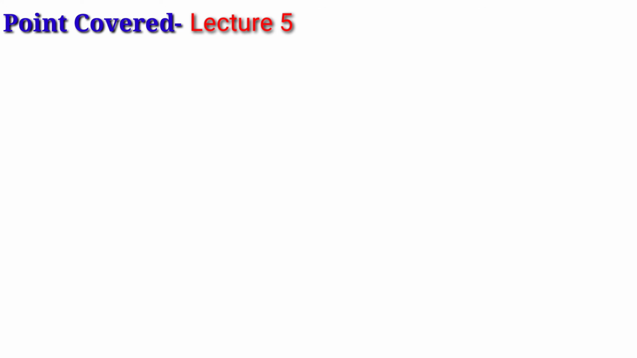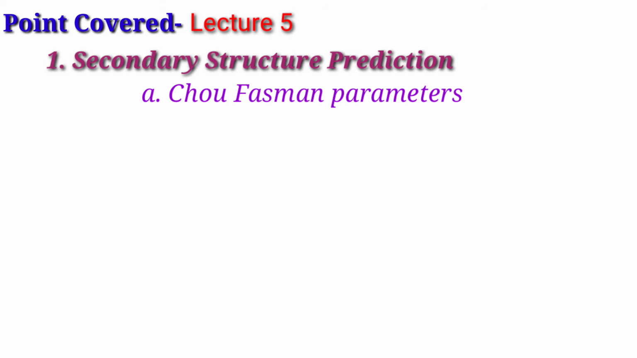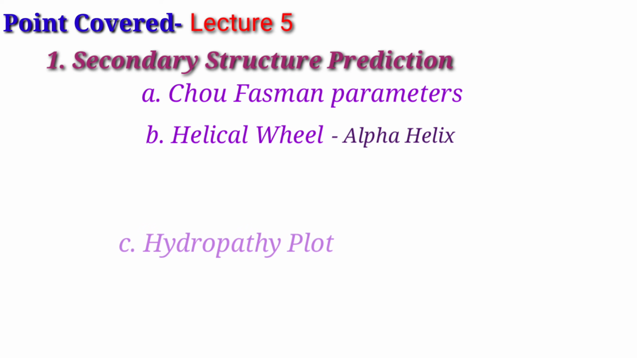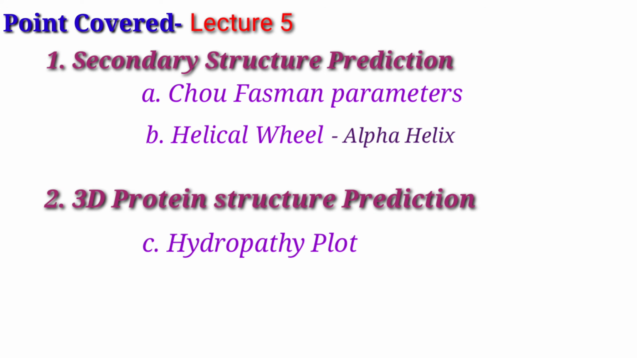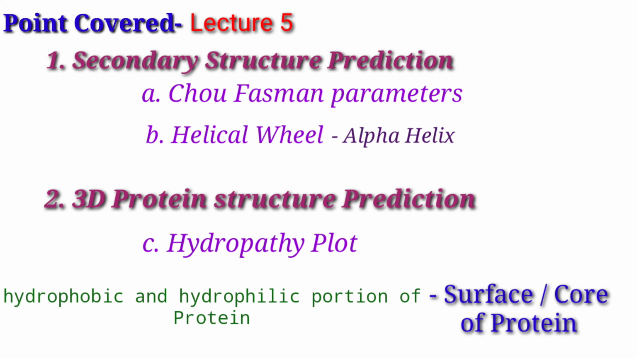So up till now we have studied mainly how to predict a secondary structure with the help of Chou Fasman parameters, then how to draw a helical wheel for alpha helix, and then how to draw a hydropathy plot for a three-dimensional protein to predict which portion is going to be hydrophobic and which portion is going to be hydrophilic, in order to decide which portion is going to be on the surface or in the core of the protein, which is very important.